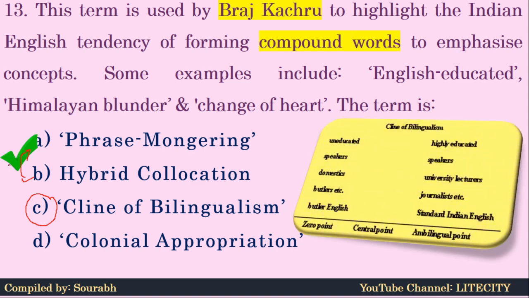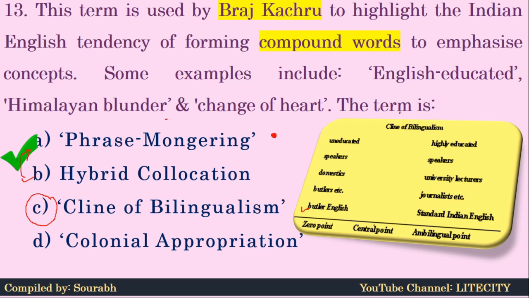I have already talked about decline of bilingualism. It is another concept which you should focus on. What is decline of bilingualism? According to Braj Kachru, regarding proficiency of English, we can say there is a decline. There is a 0 point where a person is monolingual. Okay, he knows only one language. Uneducated speakers, domestics, butlers, and if they have to use English, it is butler English.